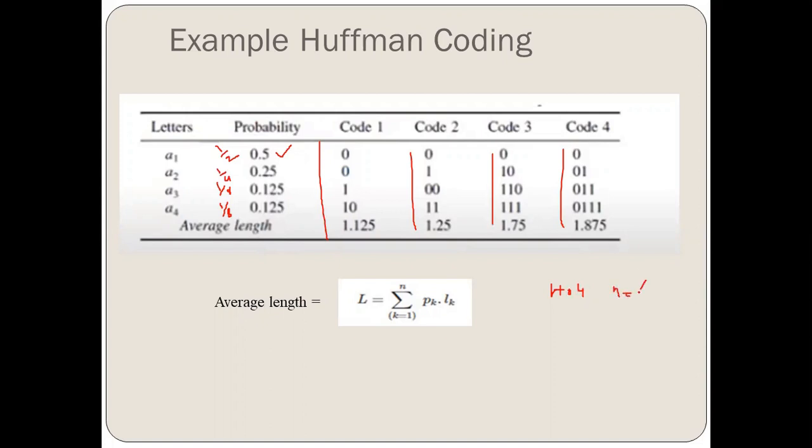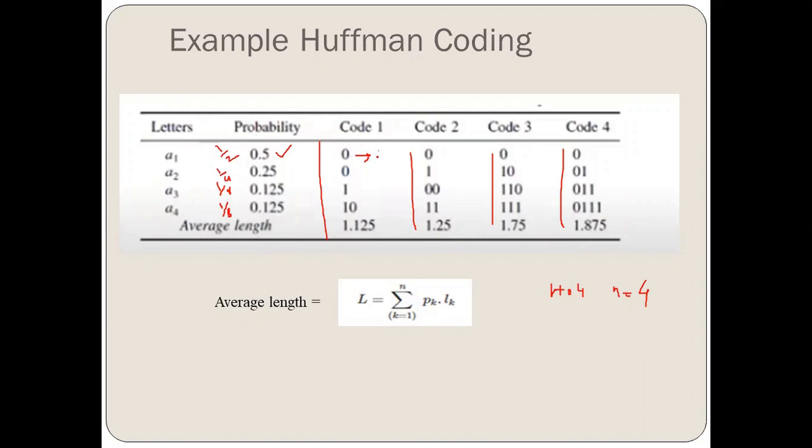N is equal to 4. Now you can see these particular codes. These codes have different average lengths. How is the average length calculated?